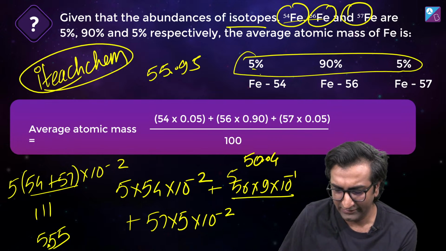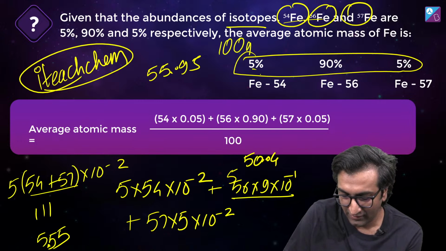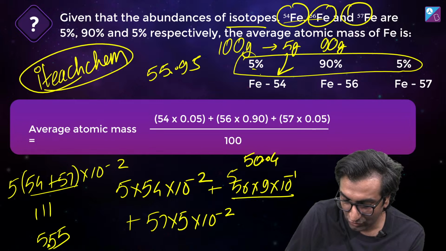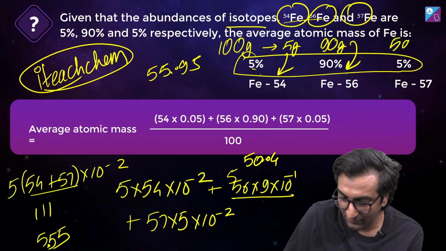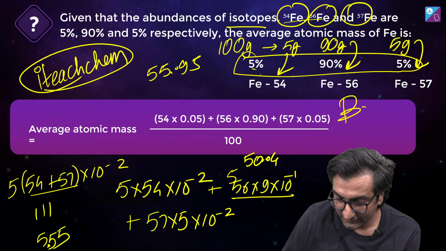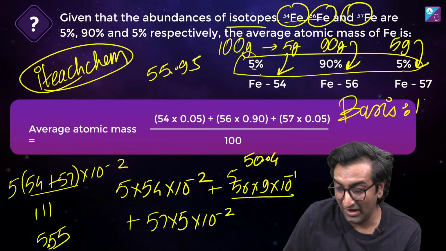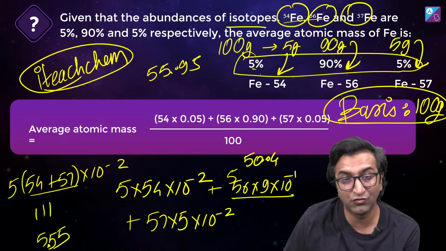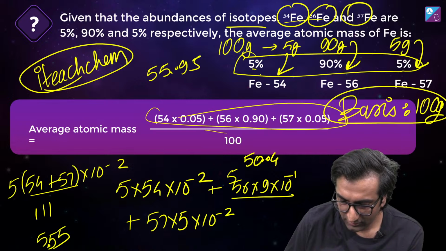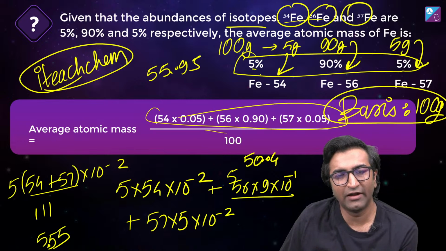What does this mean? This means that if I have 100 grams, out of that 5 gram is going to be Fe54, 90 gram is going to be Fe56, and 5 gram is going to be Fe57. This percentage means that the basis is 100 grams of stuff. I'm just assuming I have 100 grams to start off. It doesn't matter. Then you add them all together, and that's how you get the average mass.